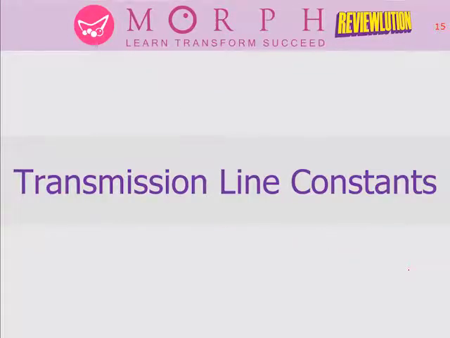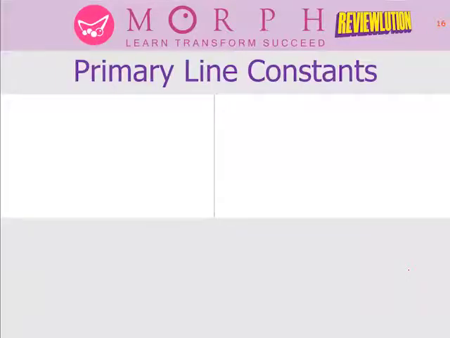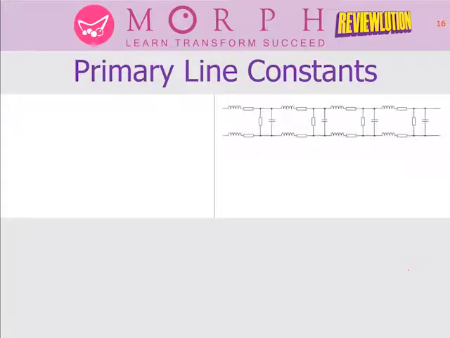We'll be having two sets of constants. We have the primary and we have the secondary constants. So let's begin with the primary constants. The primary constants are distributed all throughout the transmission line. No? Ito yung electrical equivalent ng ating transmission line. And dito natin makikita yung mga primary line constant. No? So in short, meron tayong inductor, meron tayong resistor, conductance, and we have capacitance.